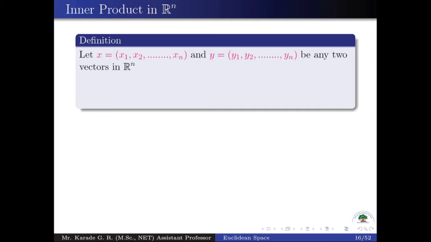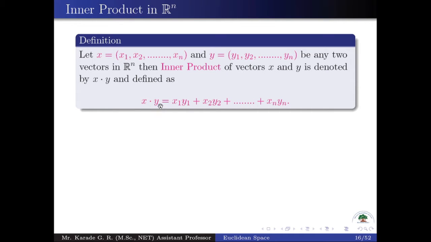Let x equal to (x1, x2, ..., xn) and y equal to (y1, y2, ..., yn) be any two vectors in Rn. Then the inner product of vectors x and y is denoted by x dot y and defined as x dot y equal to x1 y1 plus x2 y2 plus ... plus xn yn.